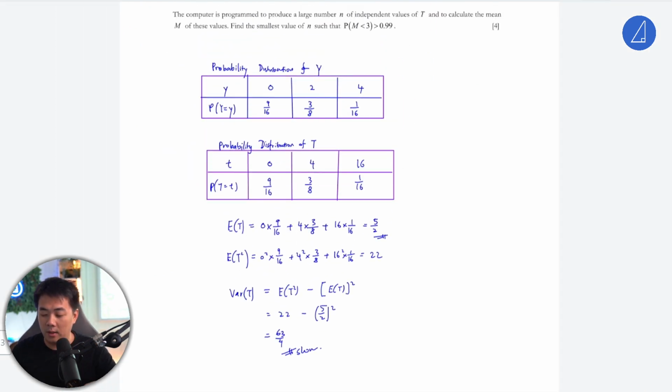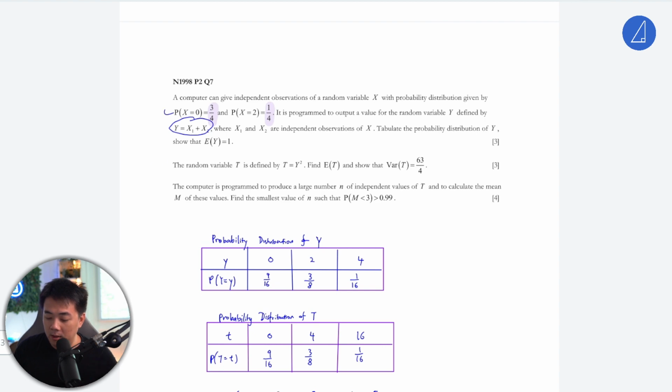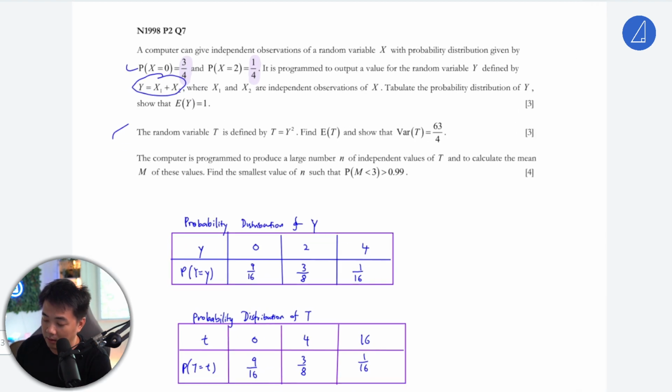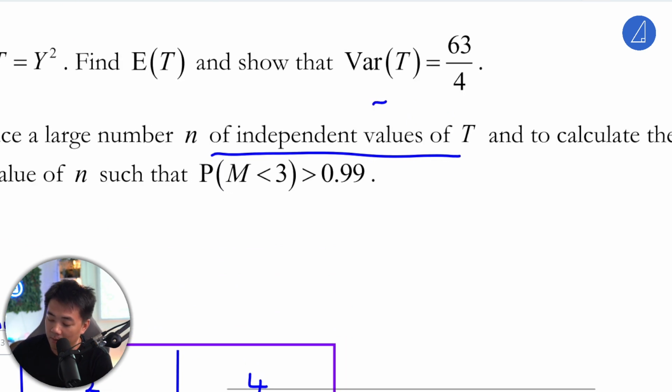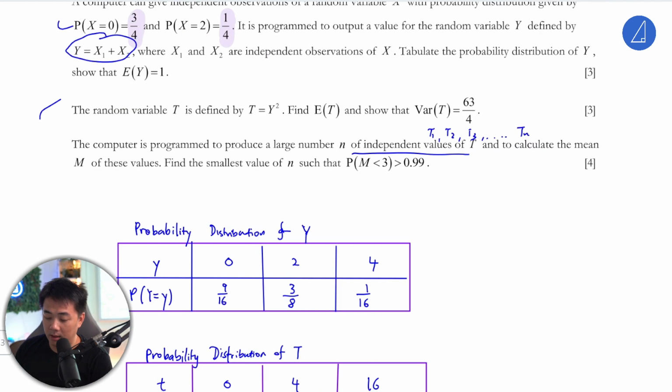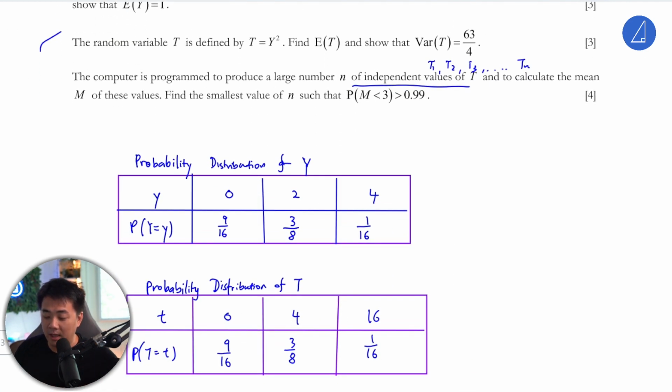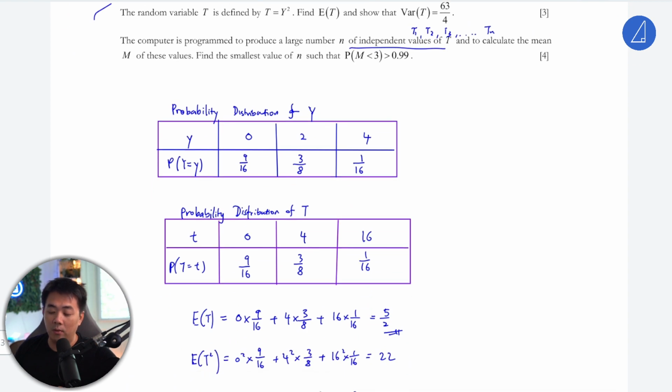Okay, so let's look at the subsequent part. Now the subsequent part, we're told a computer program is used to produce a large number n of independent values of t. So meaning t1, t2, t3, all the way to tn. And to calculate the mean m of this, we'll find the smallest n such that P(m < 3) is big enough.